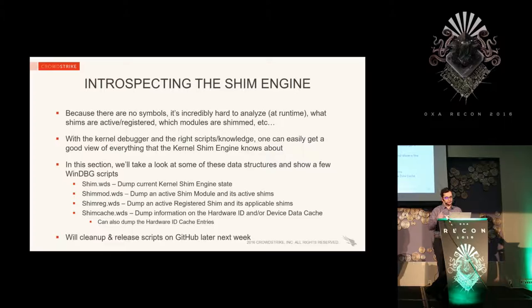Shim.wds is going to display some information about the shim engine on my machine. Shimmod.wds is going to dump any modules that are being shimmed. Shimreg is going to dump any shims that have been registered. And shimcache can dump the shim cache, so either the hardware ID cache or the device data cache. I'm just going to demo the scripts for now. I'm going to clean them up, comment them a little bit, and I'll probably post them on GitHub later next week so you can use these scripts, learn from them, and do your own introspection as well.